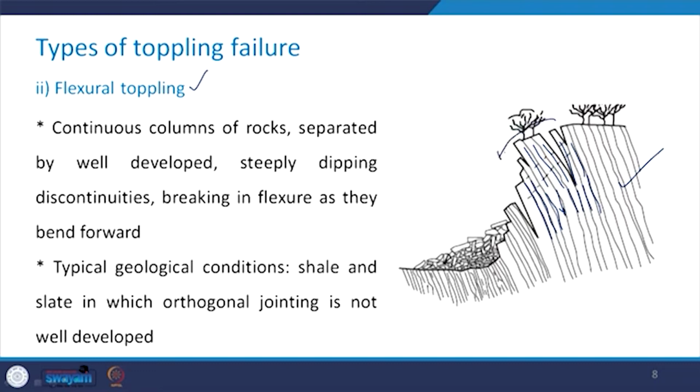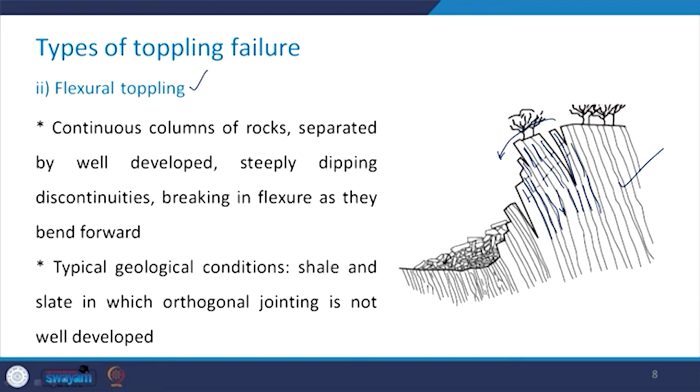So, this kind of rotation is going to take place, and these columns are going to experience the flexion. The typical geological condition in which such type of toppling failure can occur is shale and slate, in which the orthogonal jointing is not very well developed.